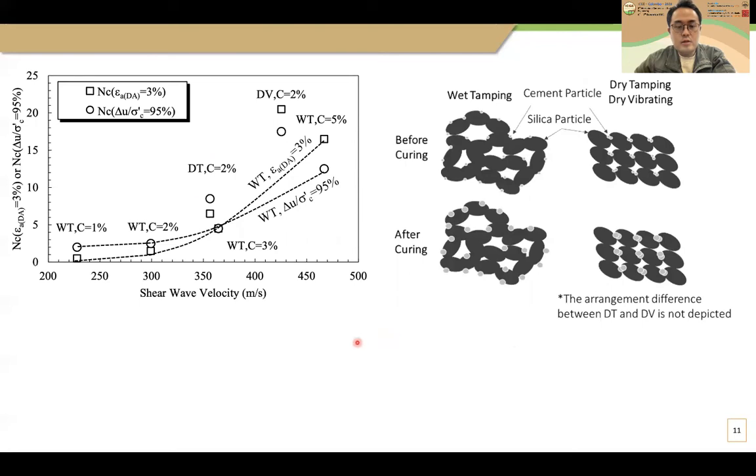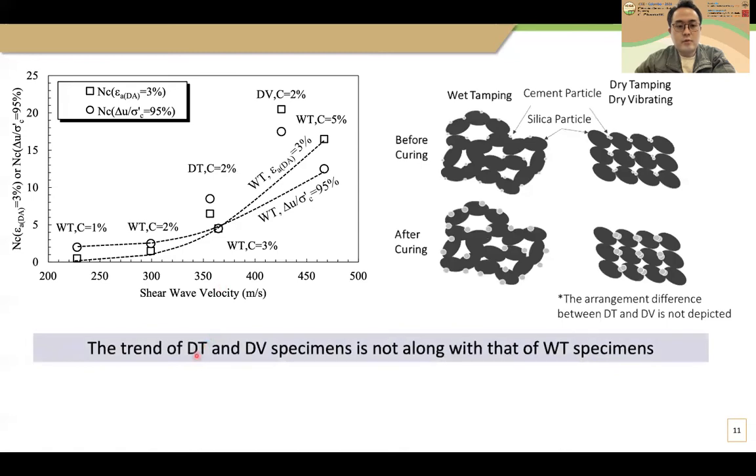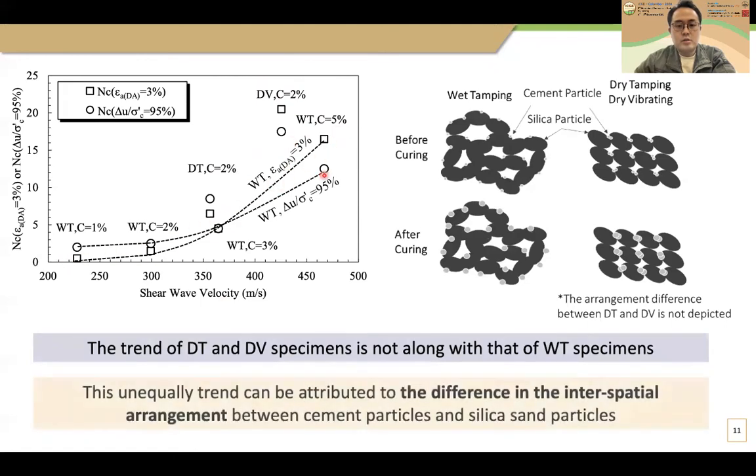So this is the summary of my test result, based on the relationship between the shear wave velocity and the normalized number of cycles to be liquefied. As you can see, the trend of the dry tamping and the dry vibration specimens is not along with that of the wet tamping specimens. This can be explained by the right side figure. So we think this unequal trend can be attributed to the difference in the interspatial arrangement between the cement particles and the silica sand particles.